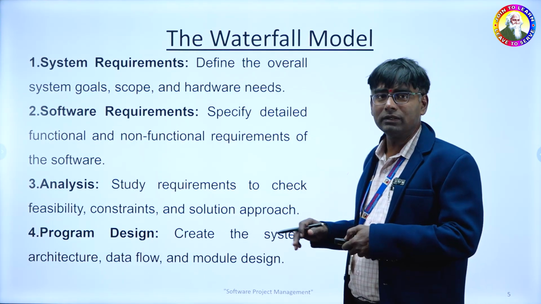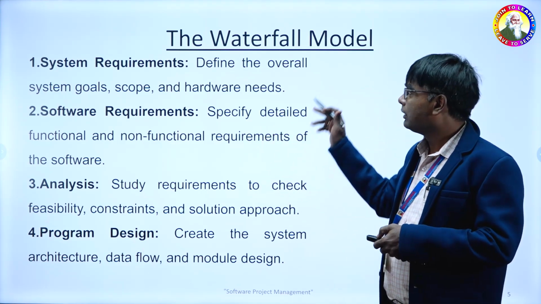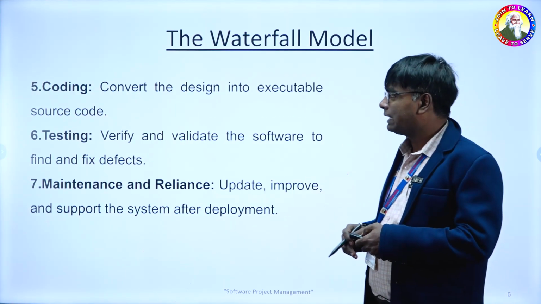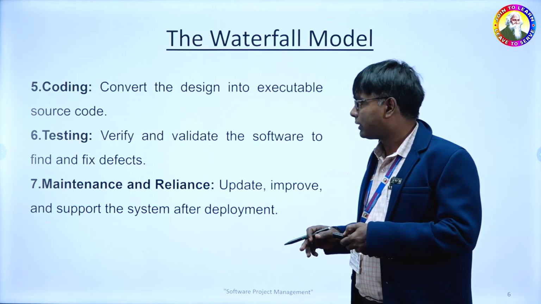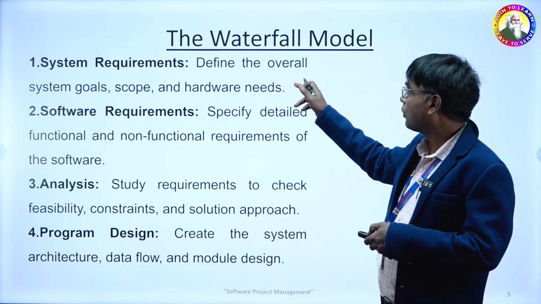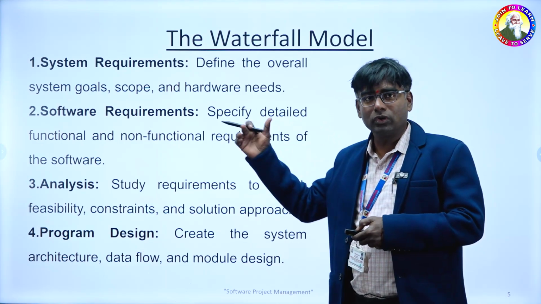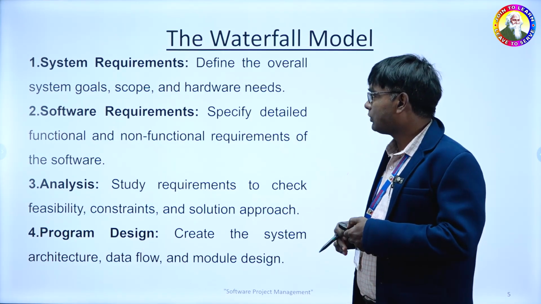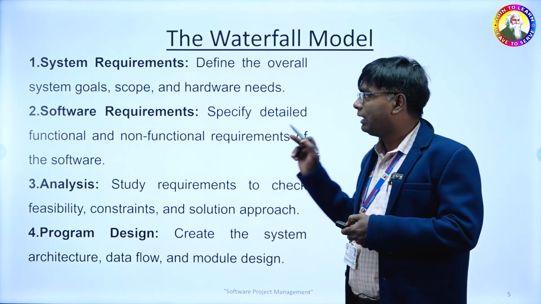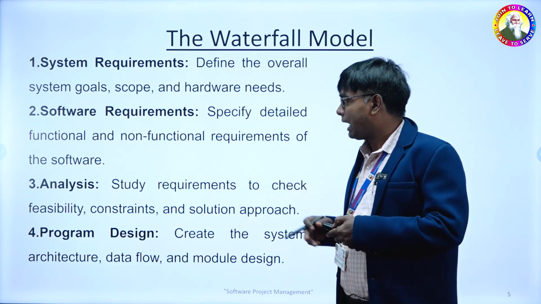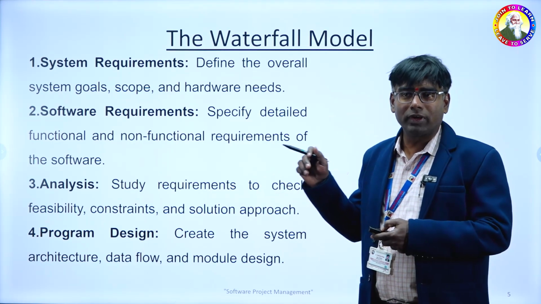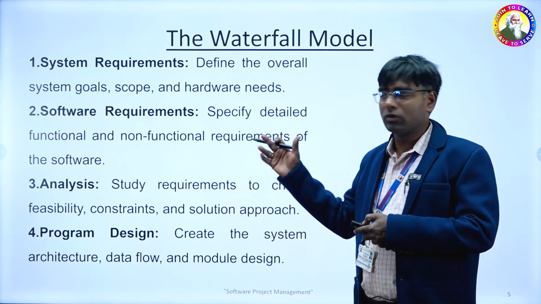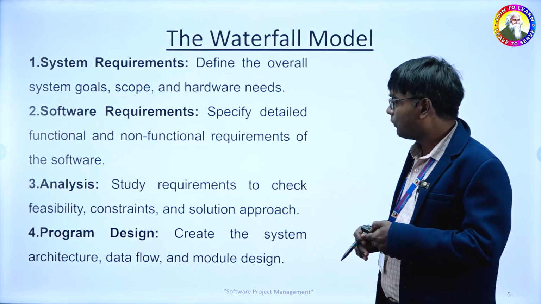Let's get back into details once again. The steps we followed in the waterfall model: system requirements, software requirements, analysis, program design, coding, testing, and finally maintenance and operations. System requirements define the overall goals and scope of the project, whether we can do it or not, and the hardware requirements, the basic hardware that is required here. Second, software requirements will tell you about detailed functional and non-functional software requirements. The analysis part tells you about financial and time feasibility, whether the product we are going to develop is feasible or not.